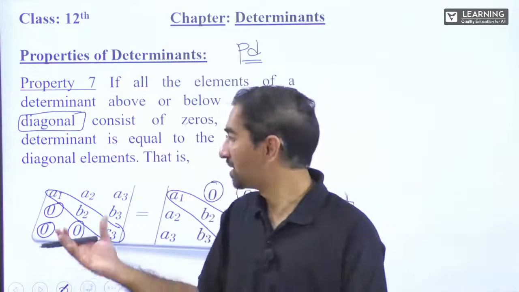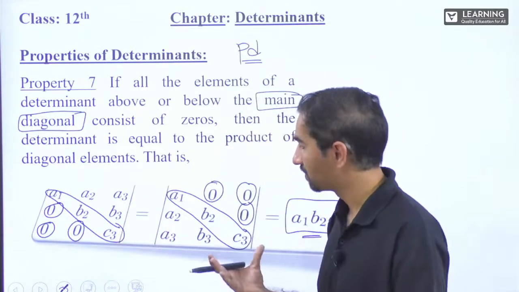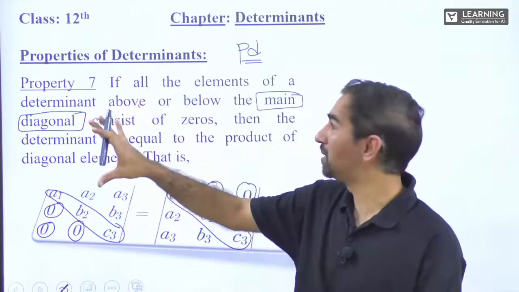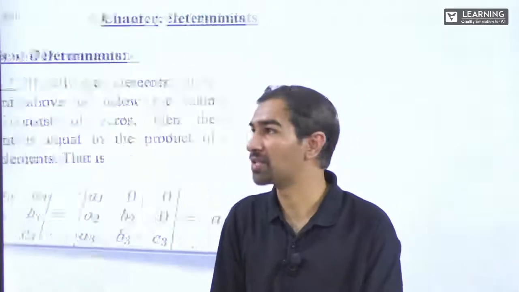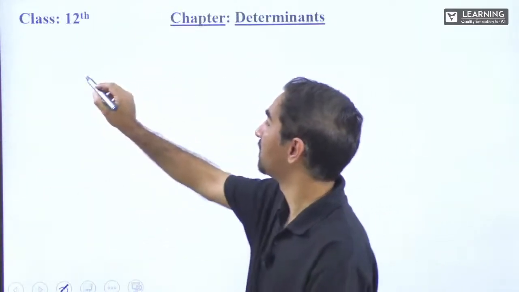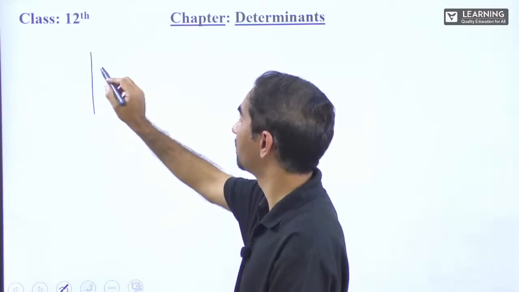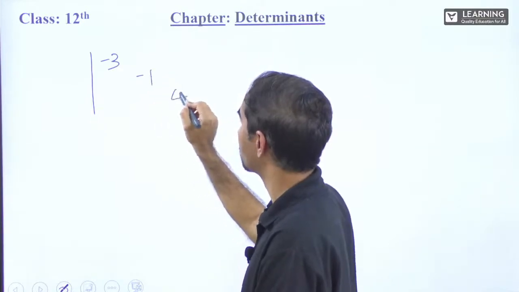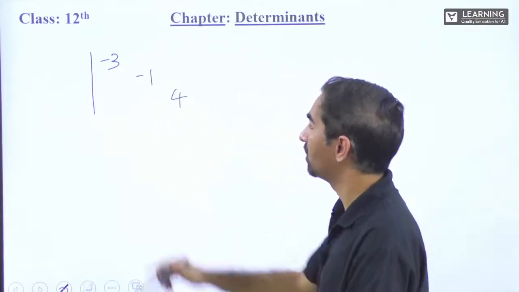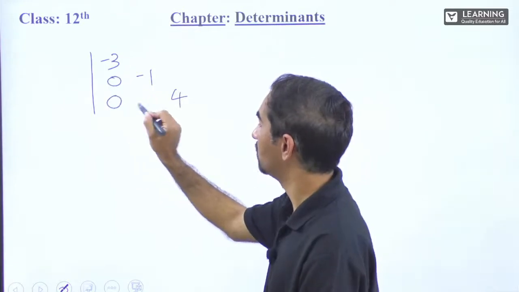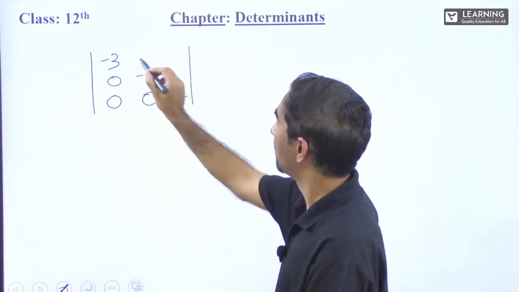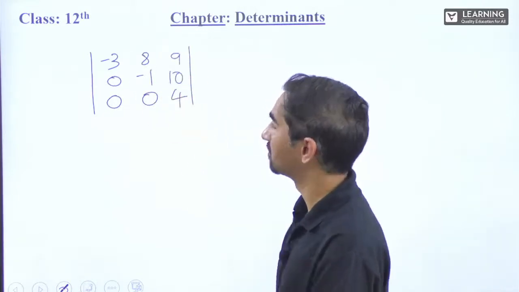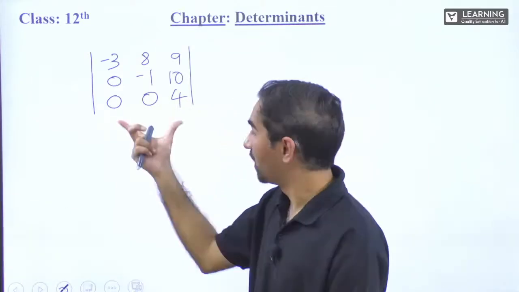Moving on. We will take one small example, prove this, see whether this is right or wrong, and that concludes property number 7. So we'll take one small example, students, for property number 7. We'll take determinant of, let us take -3, -1 and 4. Here we'll write 0, 0, 0. And again here we'll write some other numbers. Let us take 8, 9 and 10. We'll find out the value of this determinant now.